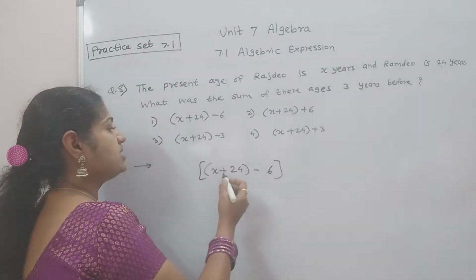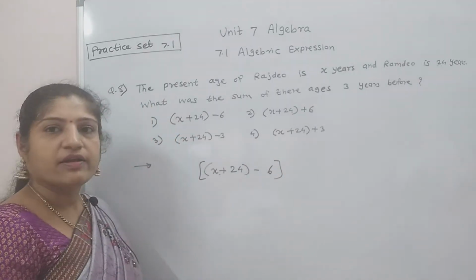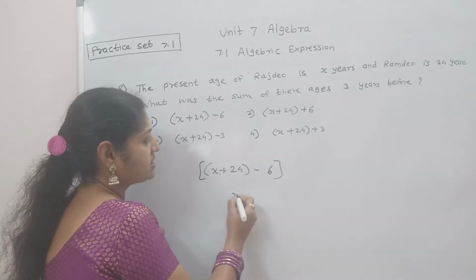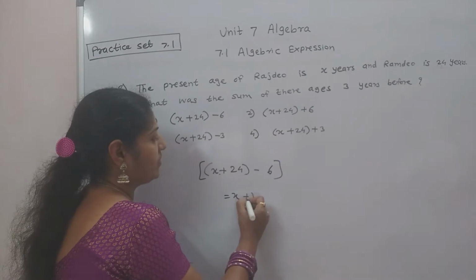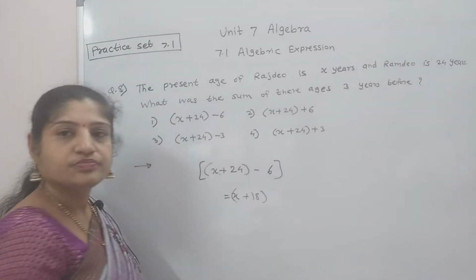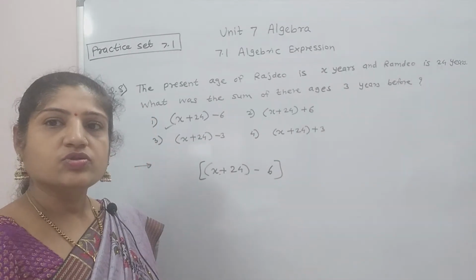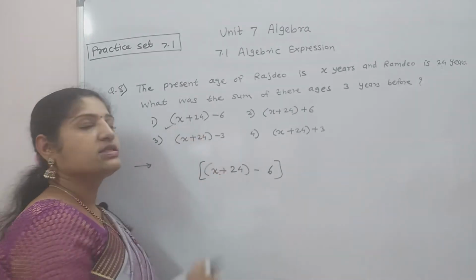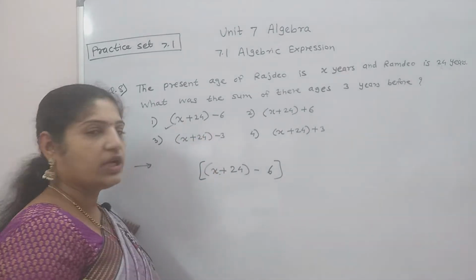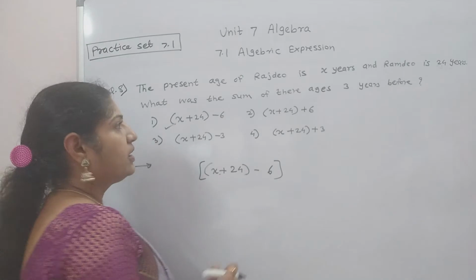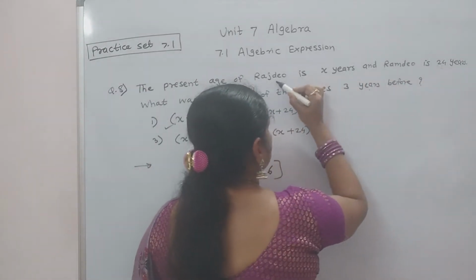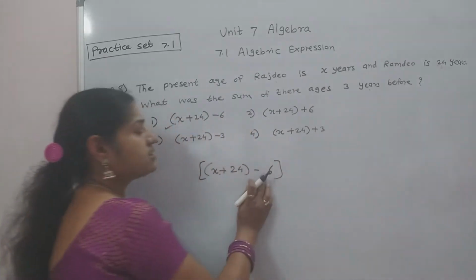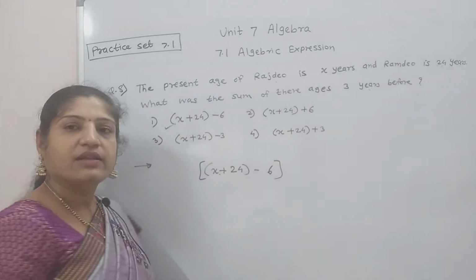So the answer is x plus 24 minus 6, that is x plus 18. So option number 1 is the correct answer. x plus 24 minus 6: Ramdev's 3 years and Rajdev's 3 years make 6 years. The sum is less by 6 years.